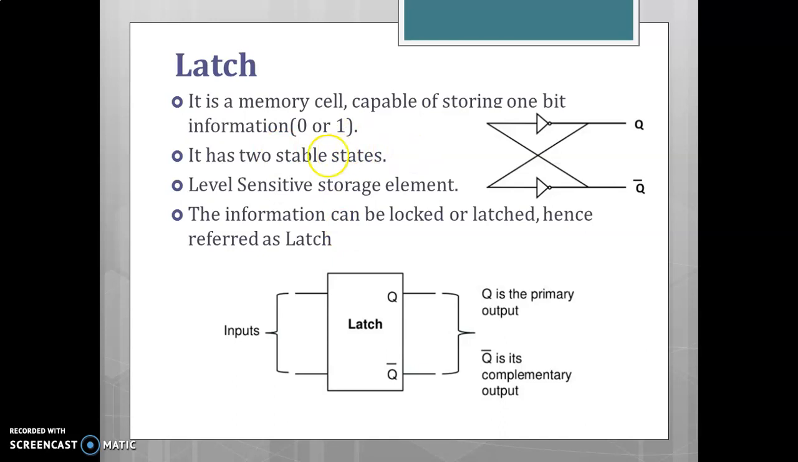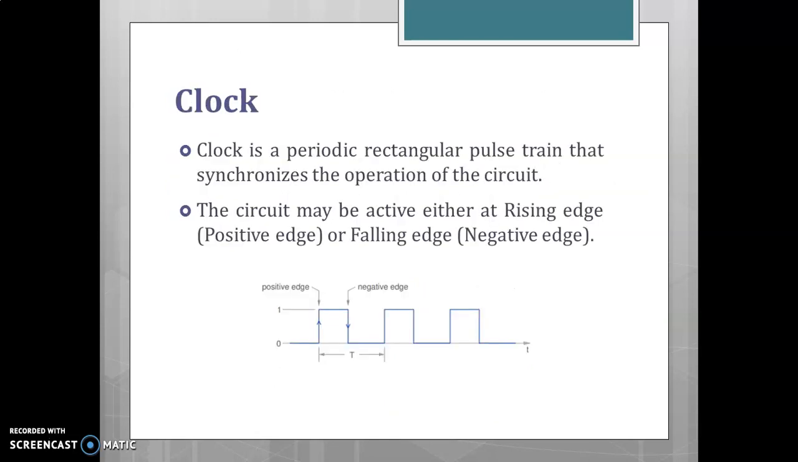The latch consists of cross-coupled inverters connected back to back. And the latch is a level sensitive element. It means the circuit operation depends on the voltage level, that is, high level or low level. So this is the basic symbol for the latch. It consists of either two inputs or one input depending upon the type of latch, and two outputs. Q is the primary output, Q bar is the complementary output.